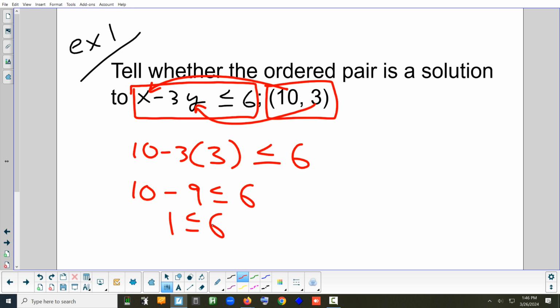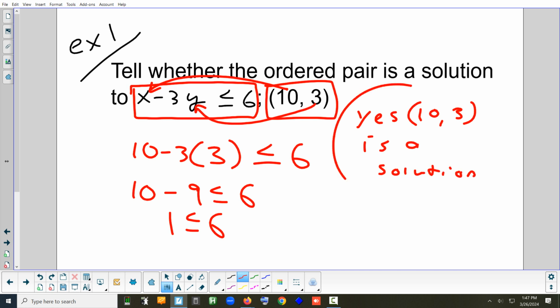Doesn't mean it's the only one, but it just means it is 1. There might be other numbers we could make up that would work too. So the answer here is yes, this is a solution. That's what you write down. Any question on that? Checking if a number is a solution. You just plug it in.